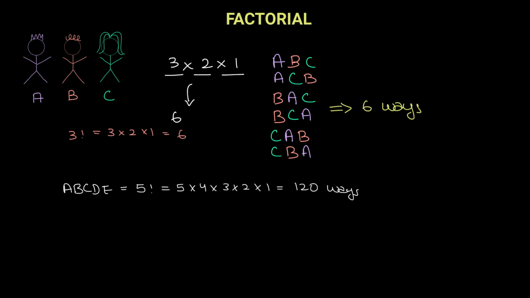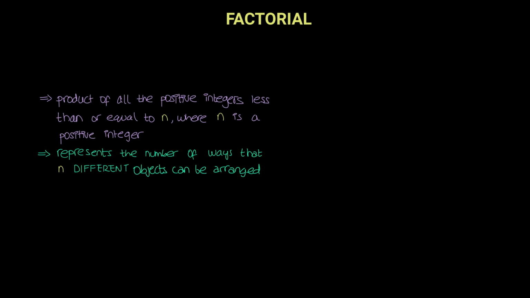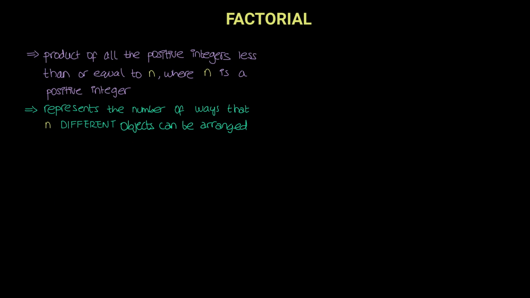Now let's look at the formal definition of a factorial. A factorial is the product of all positive integers less than or equal to n. So basically, as I'm writing over here, n factorial is the product of all the positive integers less than or equal to n, all the way down to 1. This is the general representation of a factorial.